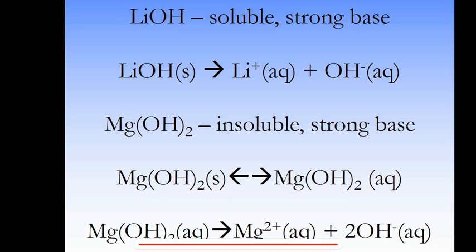The last equation on the slide shows that all of the magnesium hydroxide that dissolves completely dissociates into magnesium ions and hydroxide ions. So as I look at these two bottom equations, it is the first of the two, with the reversible arrow, that indicates that magnesium hydroxide is mostly insoluble. It doesn't dissolve very well at all. The second equation indicates that magnesium hydroxide is a strong base because every bit of it that dissolves dissociates into free magnesium ions and free hydroxide ions.